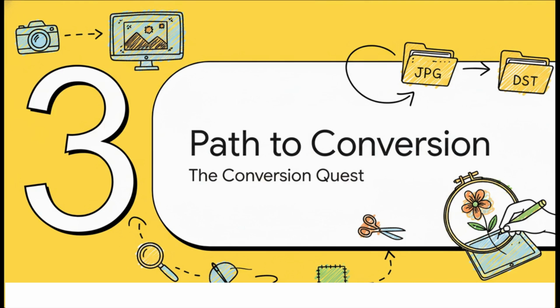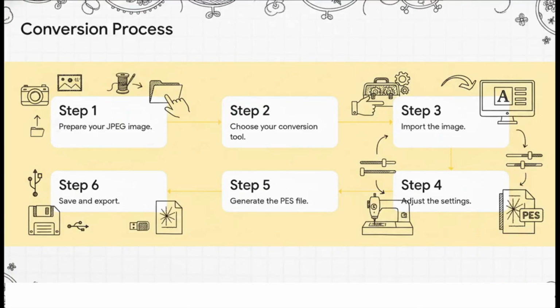You're ready to convert your image. So let's walk through the roadmap for this little creative quest, from that simple file on your computer to a design that's ready to be stitched. The whole process really breaks down into about 6 main steps. You start by prepping your image, then you pick your conversion tool. After that, it's just a matter of importing, tweaking a few settings, and then boom, you generate that PES file, save it, and you're good to go.